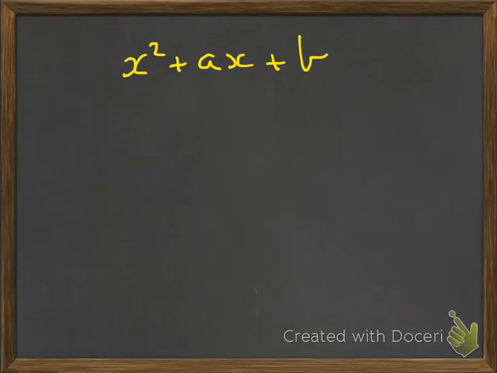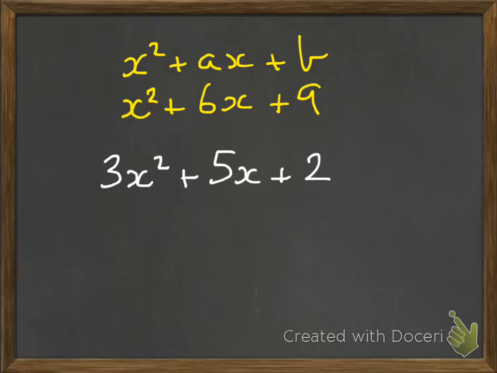Now another point here is sometimes you'll see a formula. So here is the general form, x squared plus ax plus b. So that could be something like x squared plus 6x plus 9. Sometimes though you see something different. So it's sort of the same principle as what we've done before, but now we're having to take into account the fact we've got a 3 there.